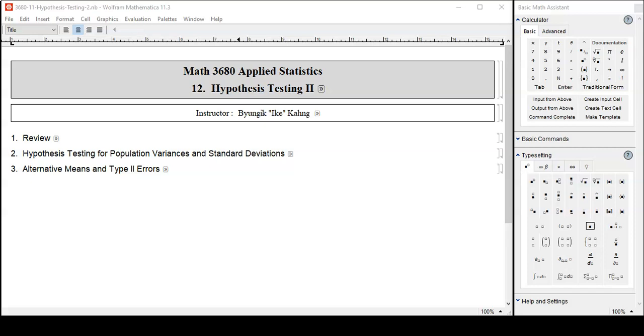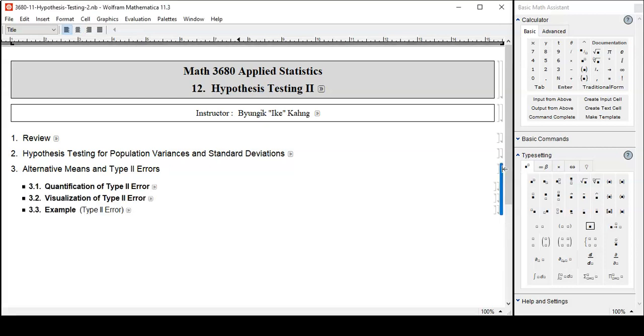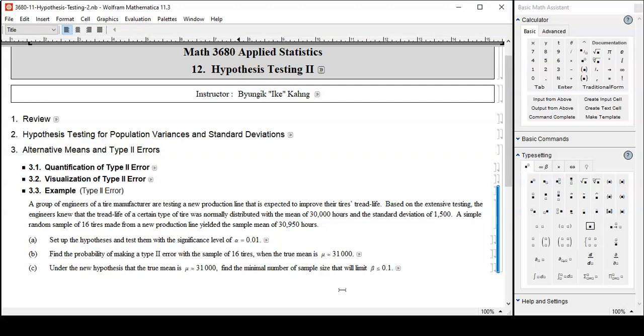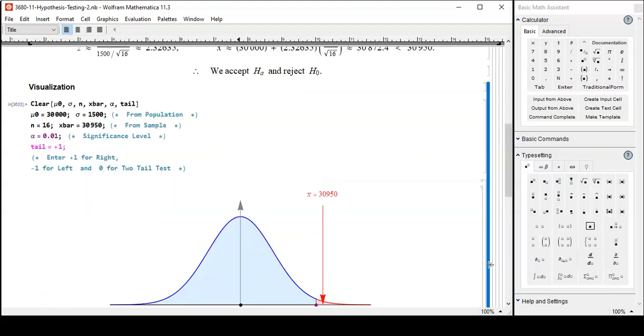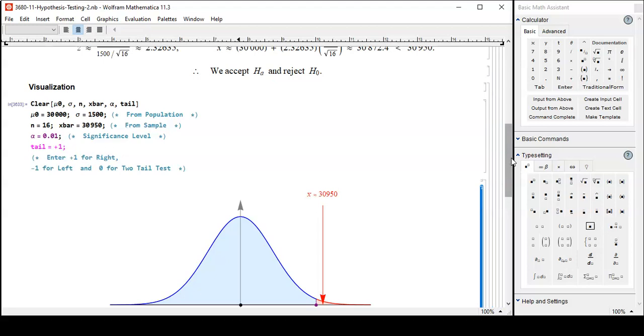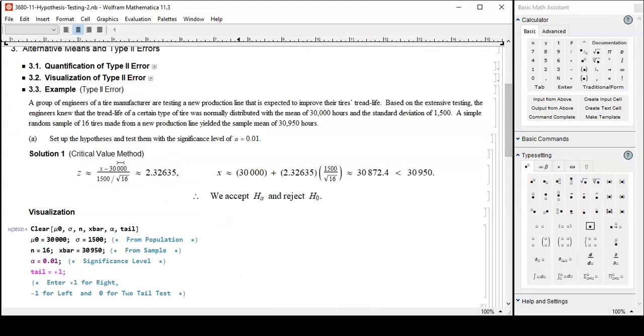Hello students, welcome back. Let's go back to the type 2 error problem. We talked about this problem. First, straight ahead hypothesis testing. No big deal there. Let me copy and paste this picture.